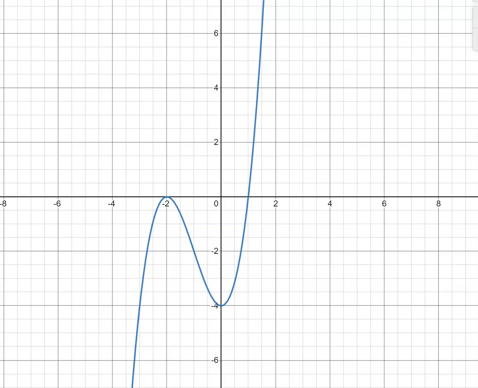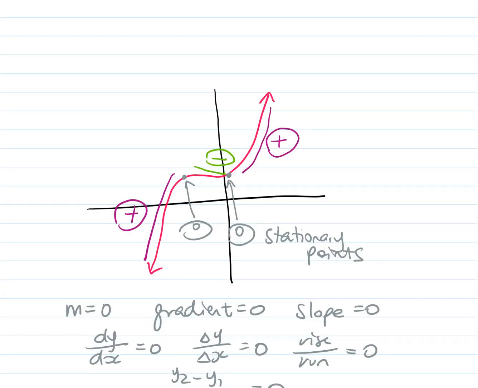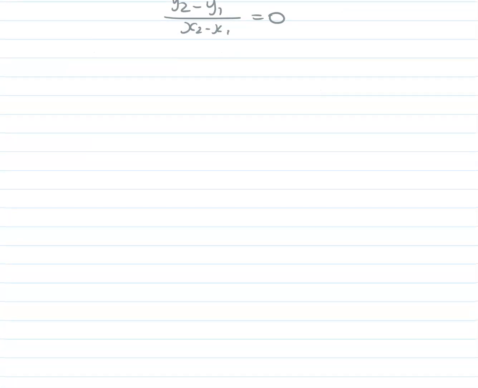If we didn't graph it, or we weren't shown a graph, or we weren't able to graph it, we would be able to find those stationary points mathematically. I'm going to show you how to do that right now. I'm going to use this same function, x cubed plus 3x squared take 4. Let's have a look. f(x) equals x cubed plus 3x squared take 4.